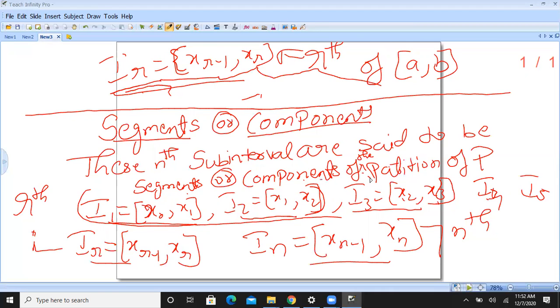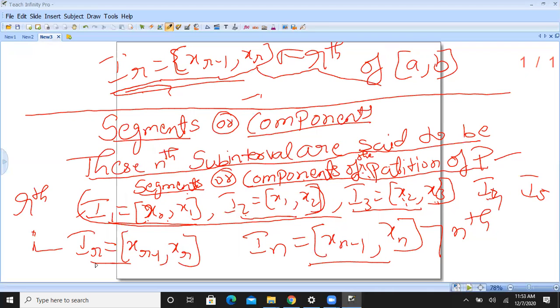So you write I1, I2, I3, as usual the rth subinterval, the nth subinterval. If asked to define segments or components, write: these nth subintervals are said to be segments or components of the partition of P. After writing this, next I1 is equal to x0, x1, I2 is equal to x1, x2, I3 is equal to x2, x3.